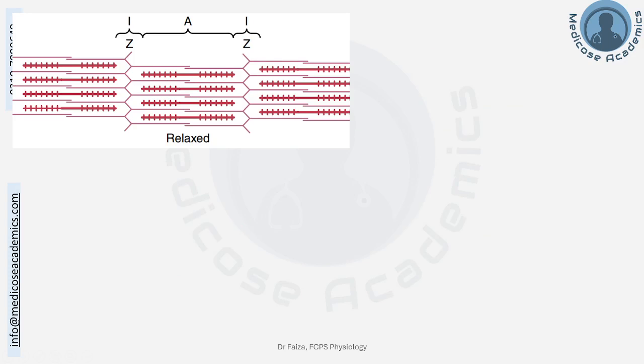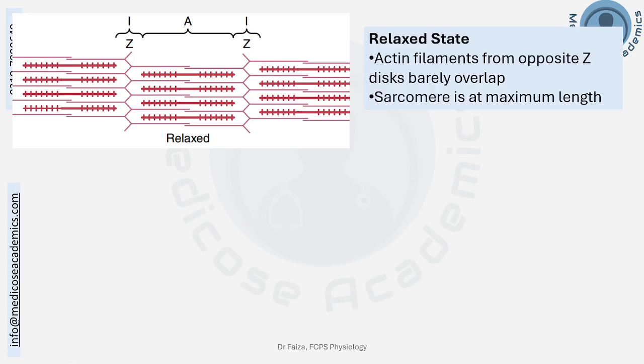Now let's have a look at the relaxed versus contracted state of the sarcomere. In the relaxed state, actin filaments from the opposite Z discs are barely overlapping, and the sarcomere is at its maximum relaxing length. Of course it can elongate further, but this is the resting length of the skeletal muscles at which most of the skeletal muscles operate.